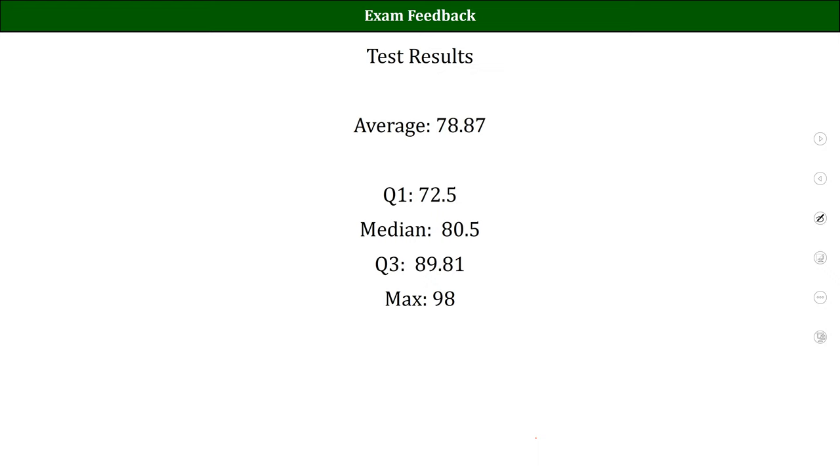And then average-wise, average and median are relatively close together. Median's about right where I want it. This distribution is pretty standard, and it's about what the test's supposed to do.